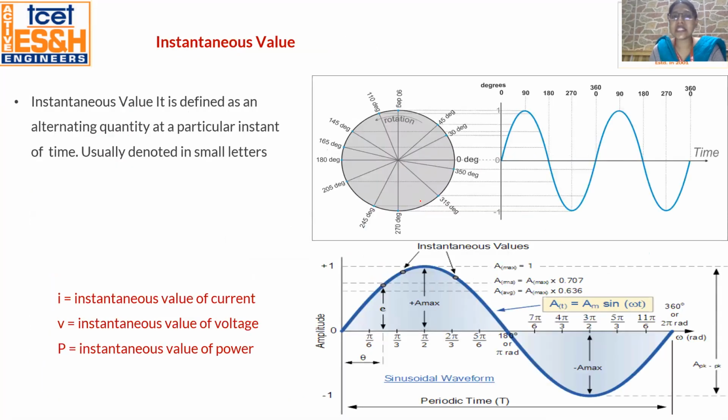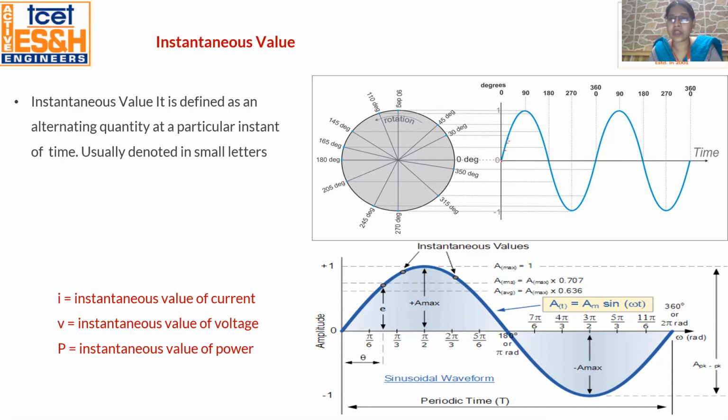Now, instantaneous value. The instantaneous value is the value which changes at every instant. See, at T1 it is different, at T2 it is different, at this time it is different, at this time it is different. So every time it has a different value. It is also shown diagrammatically here.